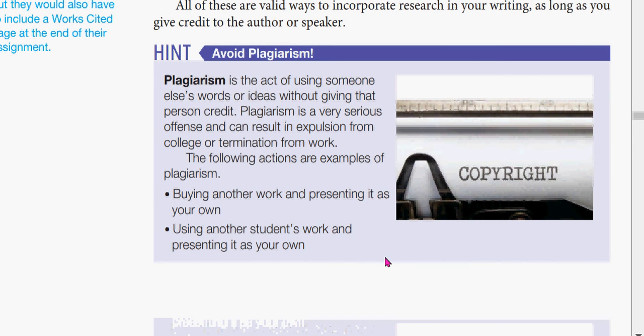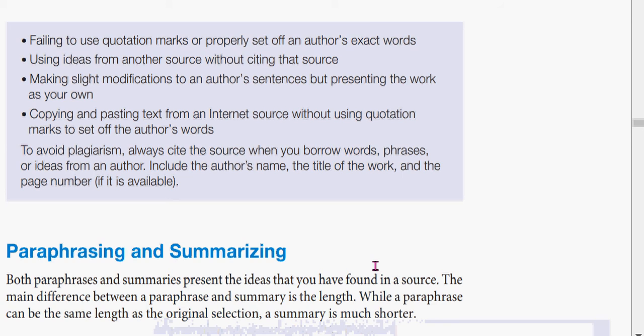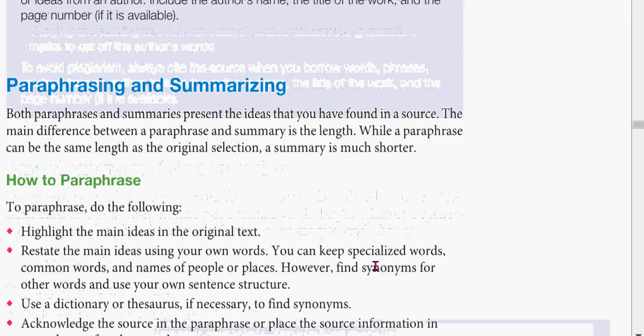Plagiarism is stealing from the article. Maybe you're stealing the ideas and the information, or maybe you're stealing the language and making it look like you wrote it. That's plagiarism, so please be careful not to do it. I'll be talking more about this later.